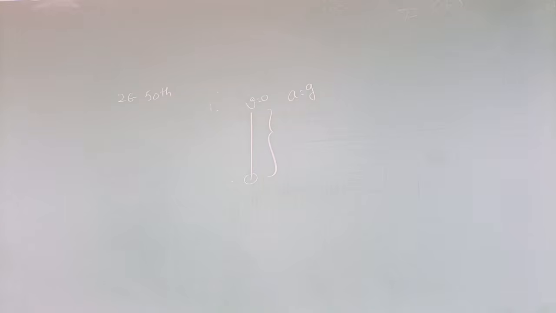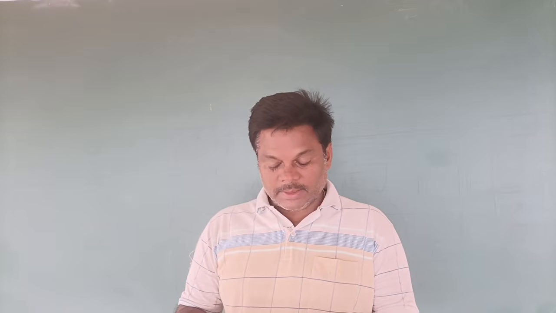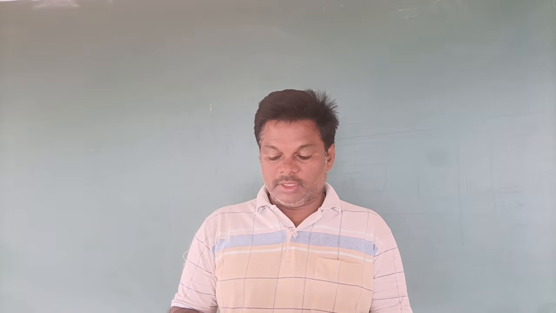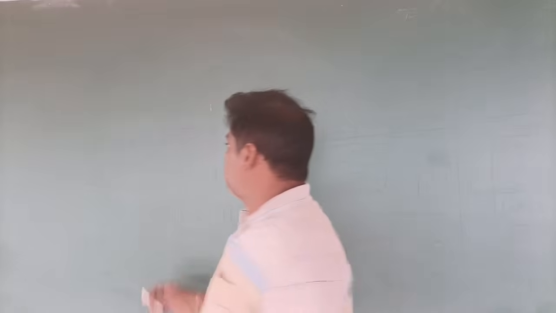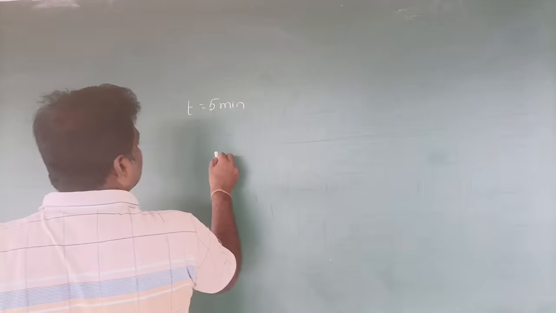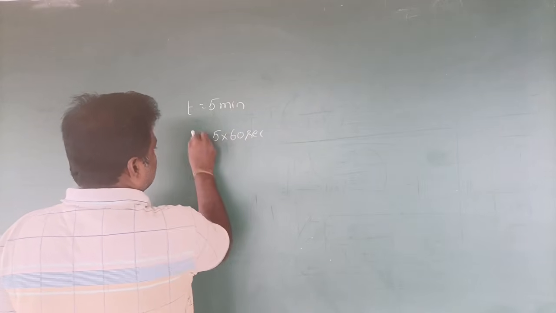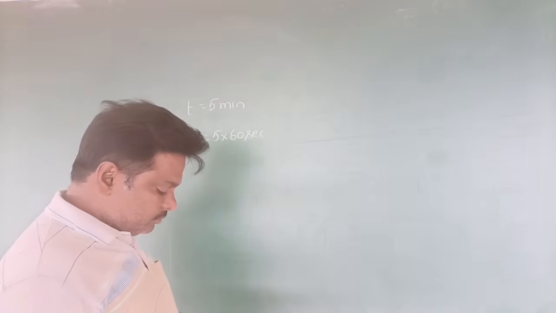Come on to the 34th question. Up to here, the theory questions are over. I will repeat the key sheet at the last moment. From question number 34, the numerical problems will start. During an experiment, a signal from the spaceship reached the ground station in 5 minutes. First of all, convert t is equal to 5 minutes into seconds: 5 into 60 seconds. A small conversion here.